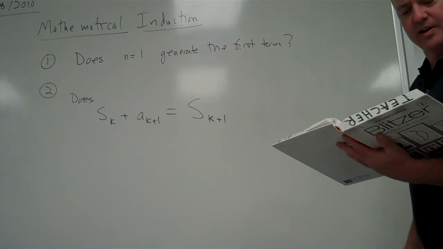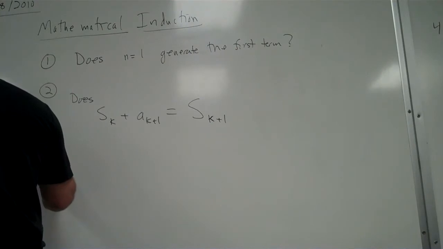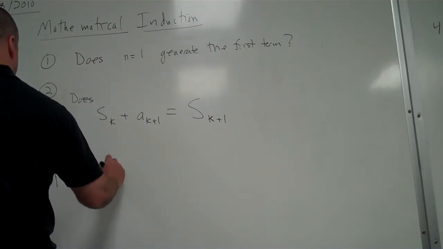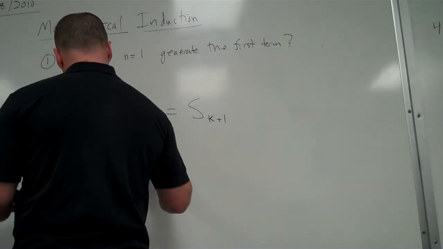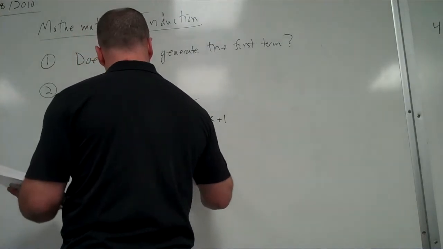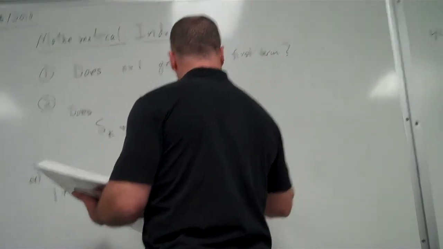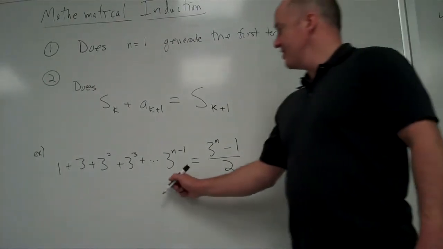I want to do one of the ones that was in the homework. I'll do this one because it had a good trick. Some people have asked about this. Here's my example: 1 plus 3 plus 3 squared plus 3 cubed plus dot dot dot. This one's a little easier. 3 to the n minus 1 over 2 is my summation formula. And for this problem, this is my term generator.